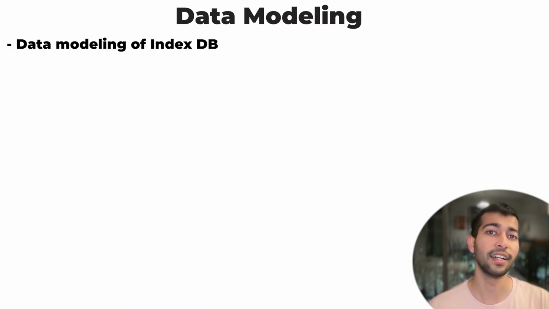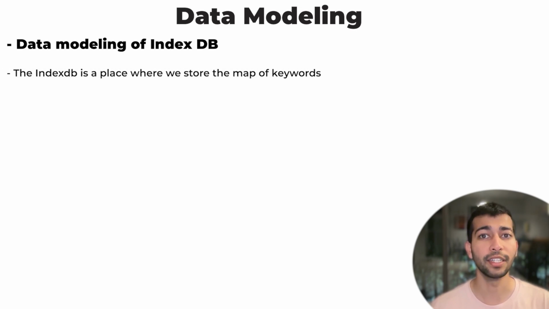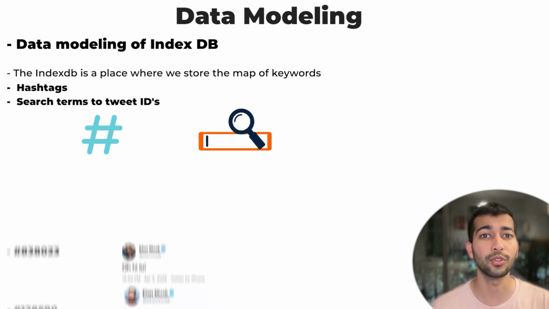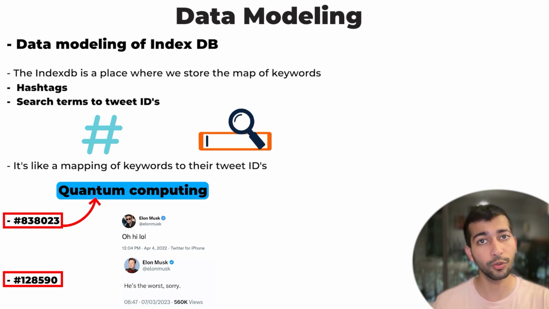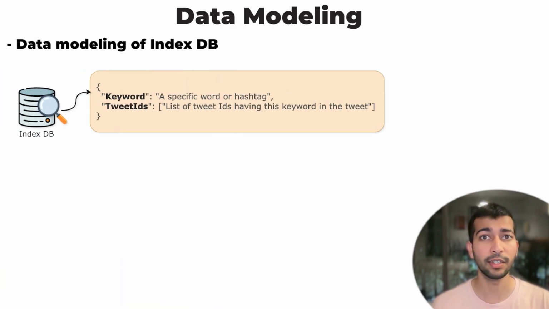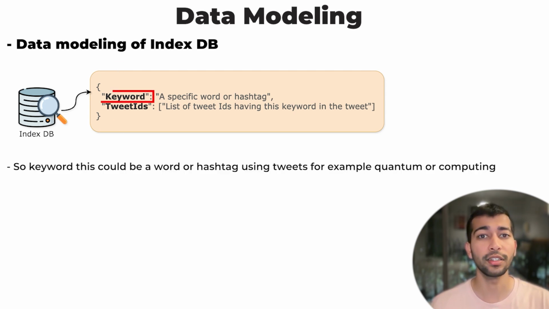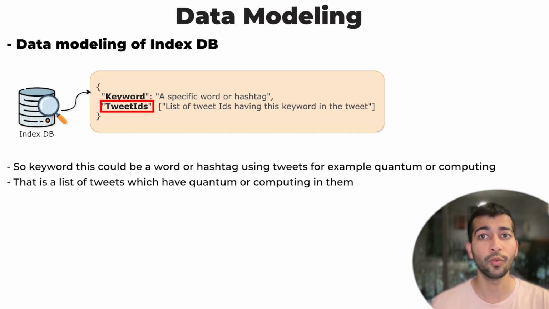Next, let's move on to the IndexedDB. Let's discuss the schema or the data modeling. The IndexedDB is a place where we store the map of keywords like hashtags and search terms to tweet IDs where those keywords appear. It's like a mapping of keywords to their tweet IDs. The schema for IndexedDB is very simple. It has two fields, keyword and tweet IDs. The keyword could be a word or hashtag used in tweets, for example, quantum or computing. And the second field is tweet IDs, which is a list of tweets which have quantum or computing in them.